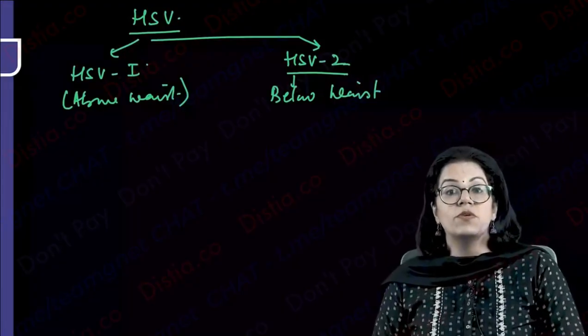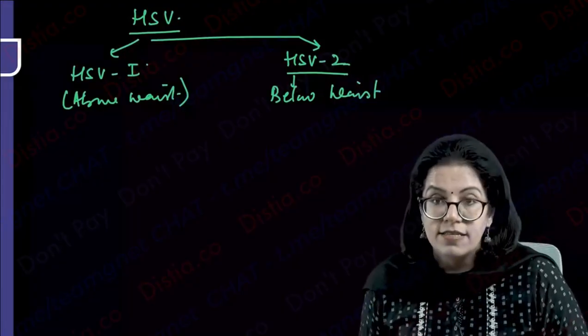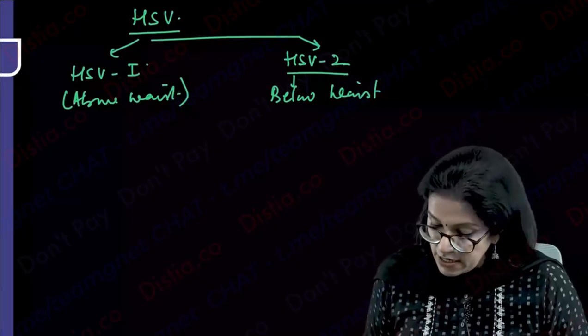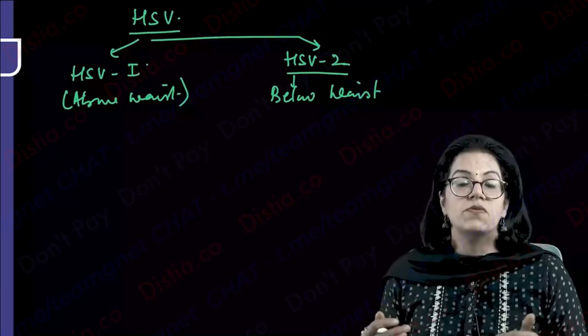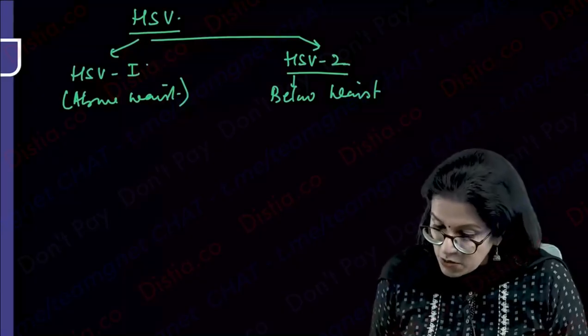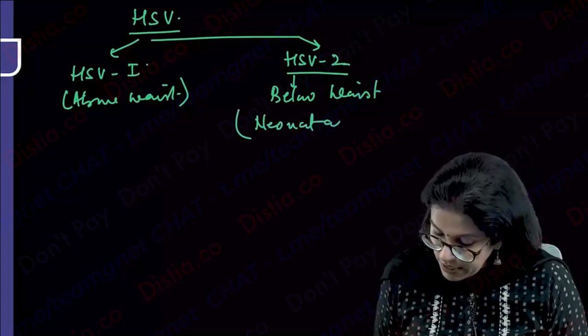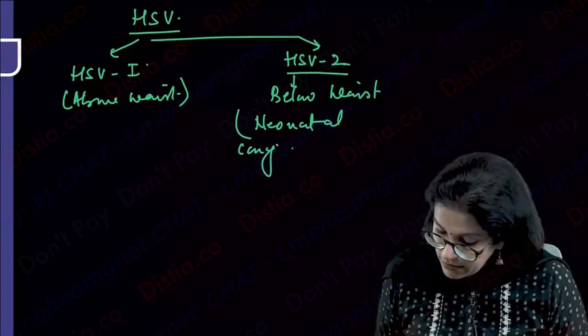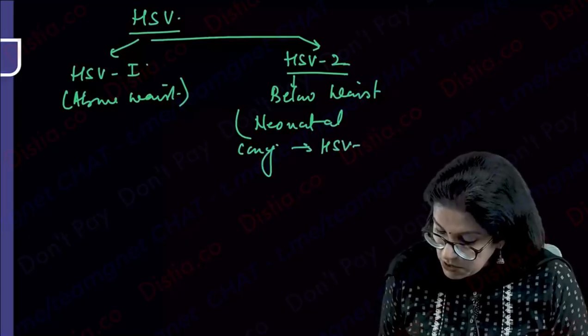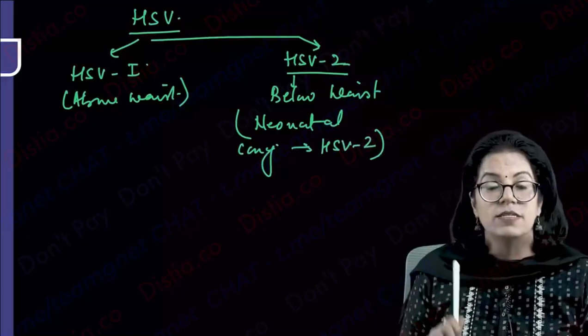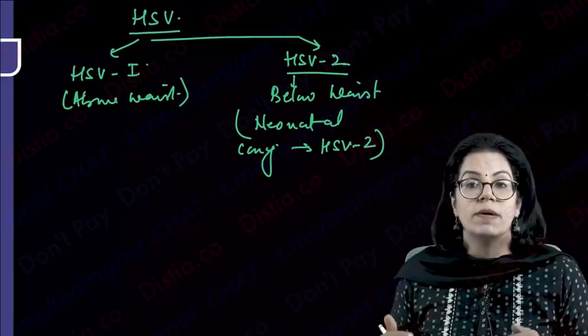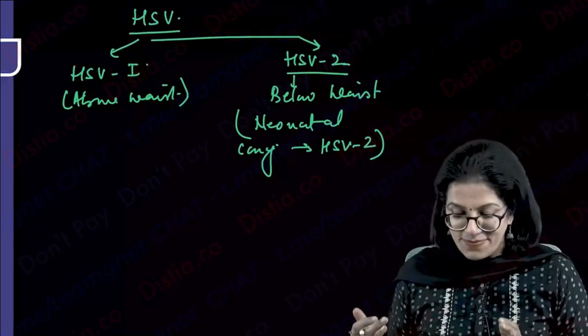Sometimes, as in case of neonatal ophthalmia, this can be the cause because it can lead to the infection due to vaginal delivery, right? So, you may note it down here in a bracket that neonatal conjunctivitis is mainly caused by HSV 2. So, that is one special thing. Otherwise, normally the eye infections are by HSV 1.